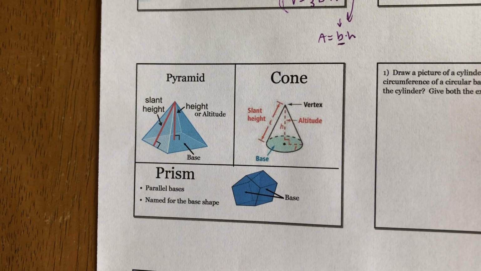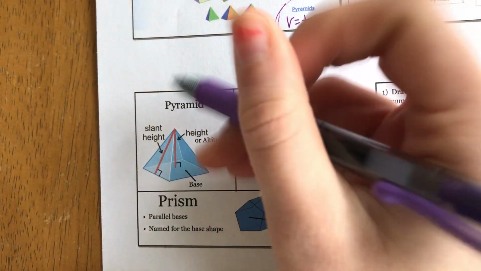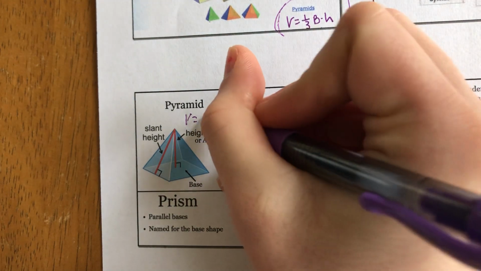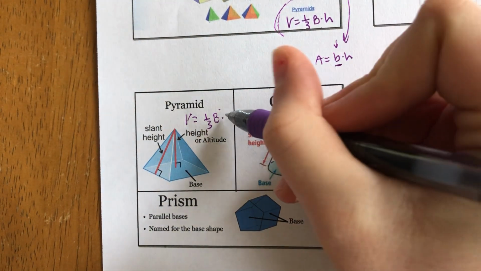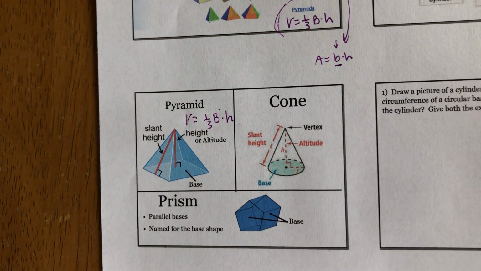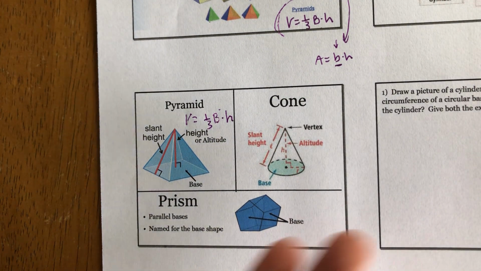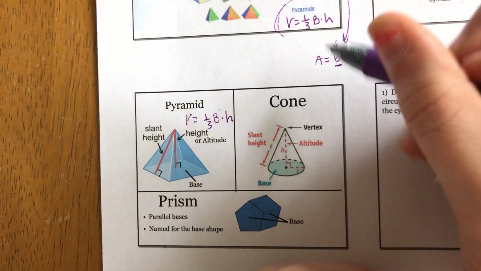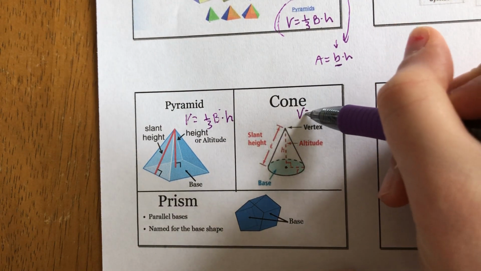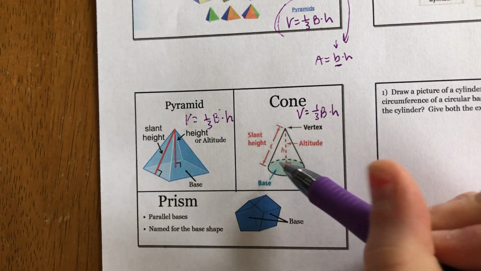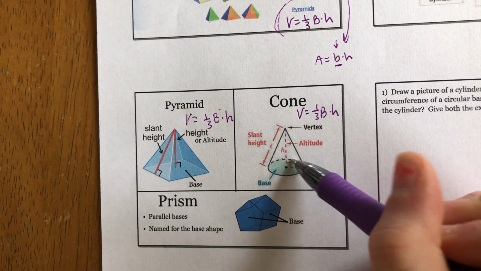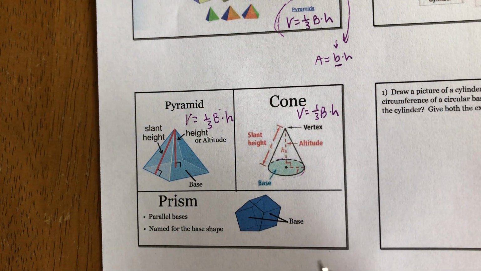So let's look. Here we have another definition of pyramid, prisms, and cones. Once again, we can write volume equals 1/3 area of base times height. And the exact same thing for a cone. As you can see, cones are virtually rounded pyramids, right? So this is also volume equals 1/3 area of the base times height, but the area of the base in a cone is always a circle. So we can be even more specific than that.